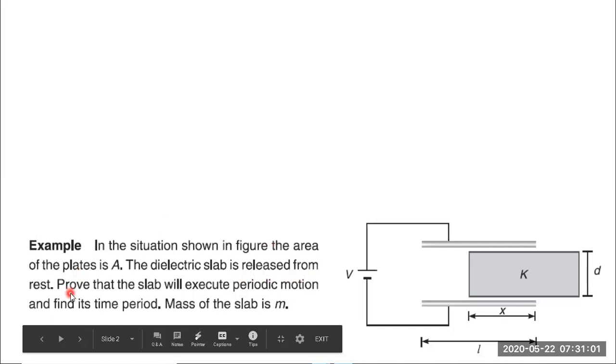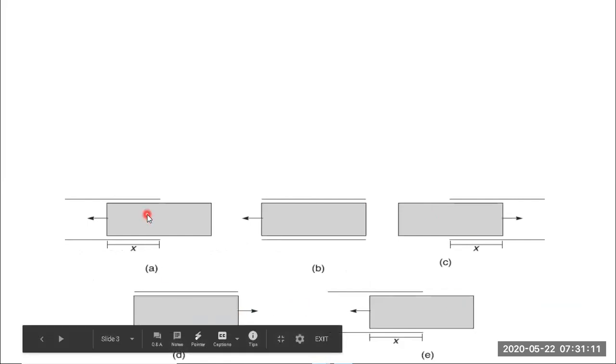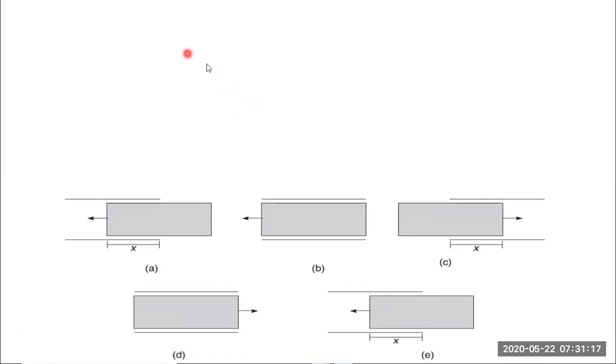The dielectric slab is released from rest. Prove that the slab will execute periodic motion and find its time period. Already we have proved that it is not SHM, only oscillatory. So this is going to be the nature of oscillation. We have seen it already. Now try to calculate the time period of oscillation.